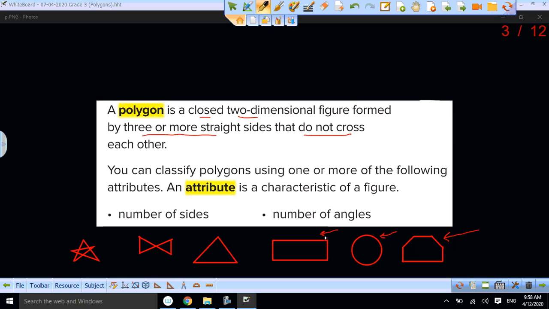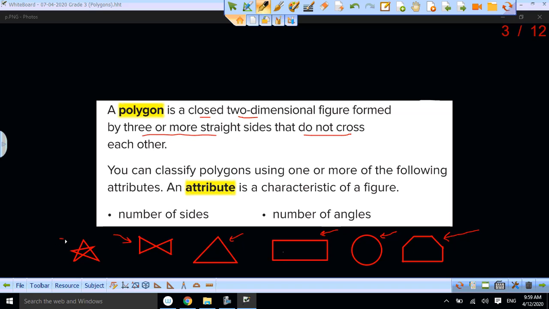This one and also this one. These two figures are closed, two-dimensional figures. One of them has four sides, the other has three sides, so each one of them has three or more straight sides. The sides don't cross each other, so they are polygons.